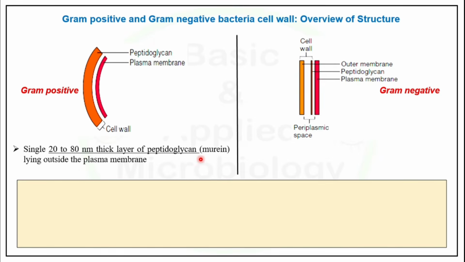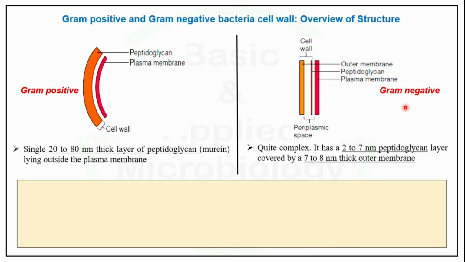Now for gram negative bacteria, the text I have included here is quite complex, quite complex when we compare it with gram positive, right? Here we can see the peptidoglycan layer is 2 to 7 nanometer thick. When we compare it with gram positive, it is very much thin, right? It is only 2 to 7 nanometer, and on the other hand, in gram positive, it is 20 to 80 nanometer.